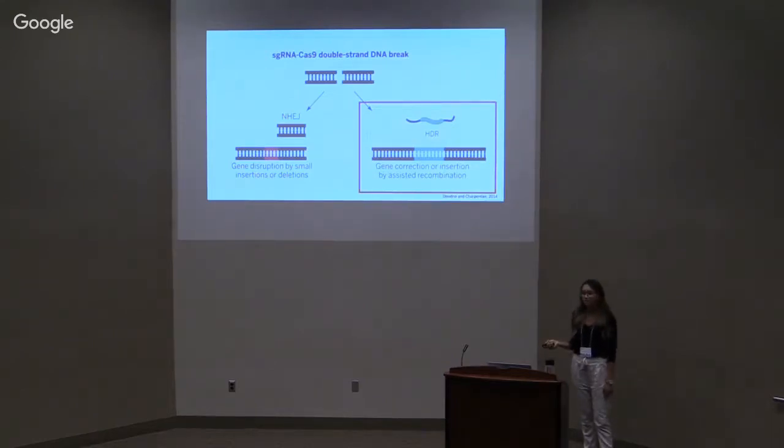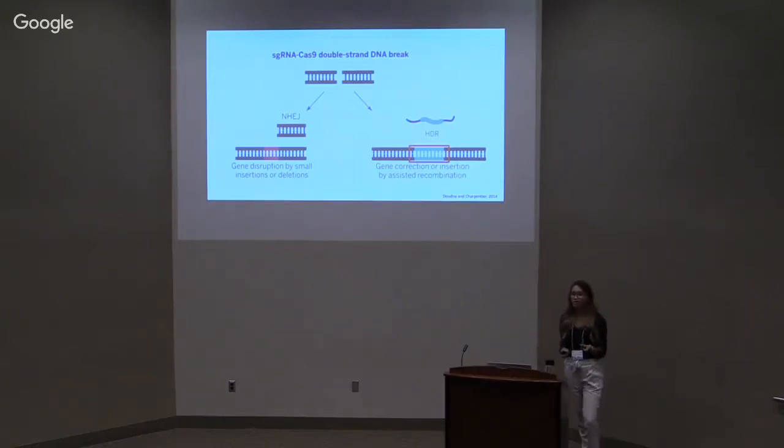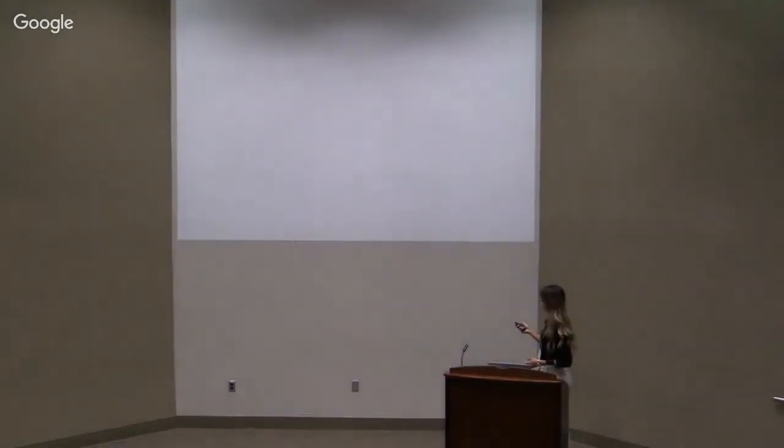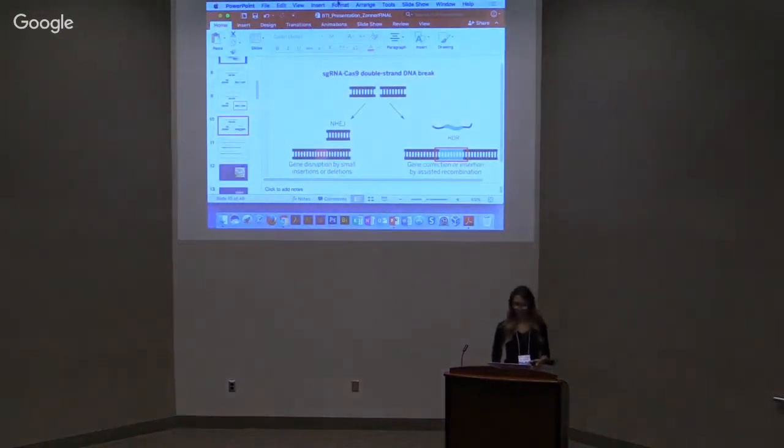Scientists have taken advantage of this system by providing a donor template with a sequence of interest incorporated between 2 homologous arms, so that the repair enzymes can recognize those 2 arms and incorporate that sequence of interest into the genome.